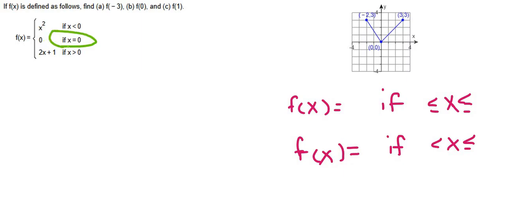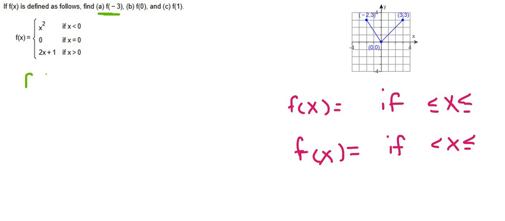If x equals 0, well, it's going to equal 0. And if x is greater than 0, we're going to use 2x plus 1. So for A, letter A here says, hey, f of negative 3. Well, we go here. This is where f of negative 3 is, right here. So we use the rule x squared.